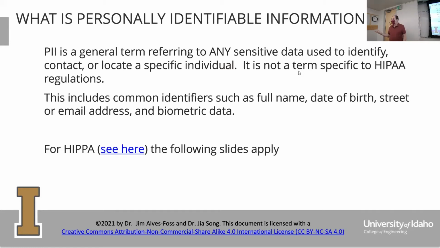So full name, that helps. Date of birth, my street or email address, biometric data, my fingerprint can be used to help identify me. Iris scan can be used to help identify me. Just a street address may be able to be used to identify me. Not always perfectly.